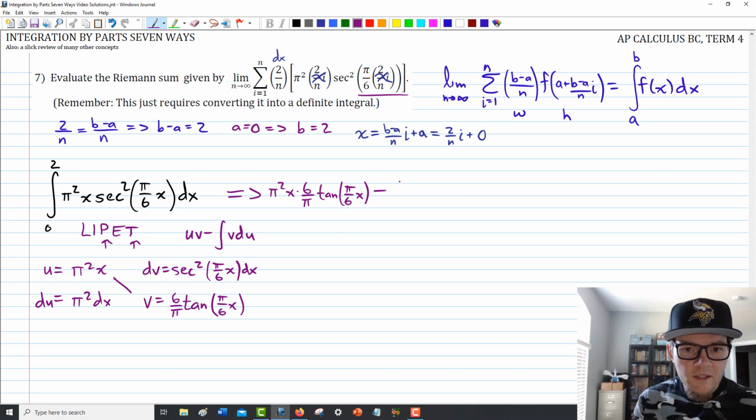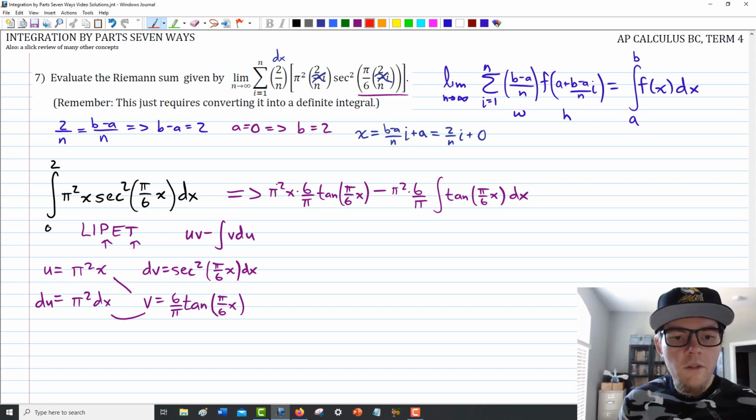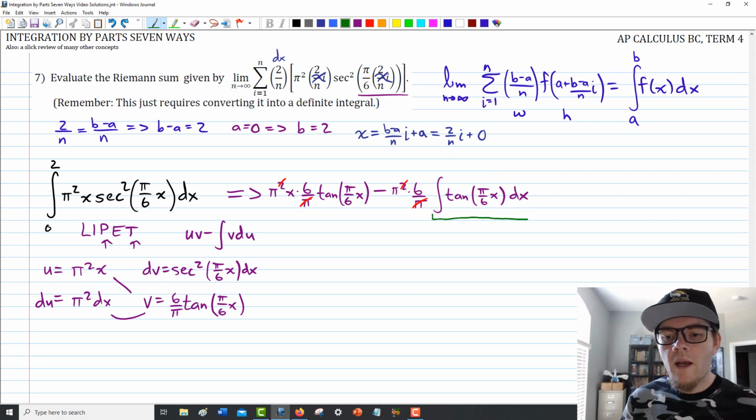From there, we're going to then have minus the integral of, and we've got a bunch of scalars in front here, so I'm just going to pull out those scalars. Pi squared times 6 over pi, and it'll be the integral of the tangent of pi over 6 x. So obviously not our ideal problem. It's looking fairly crunchy as far as problems go, although there is some ability to clean it up a little bit since those pi squareds help out. But the other problem is now we have to deal with the integral of tangent, and that's not necessarily one that you know really well.